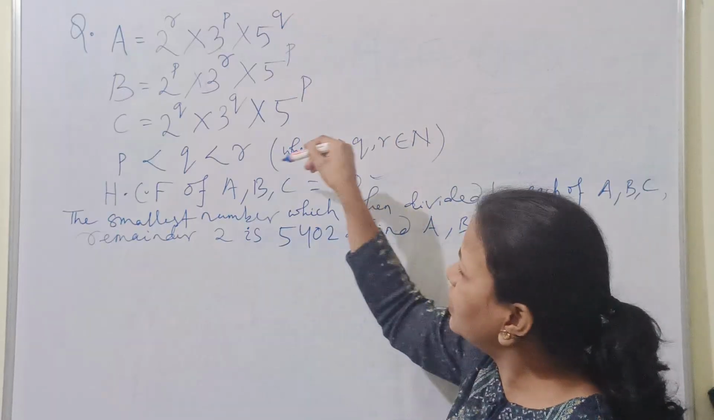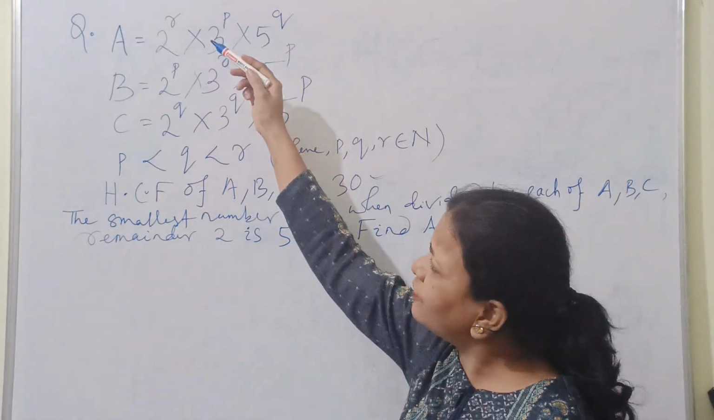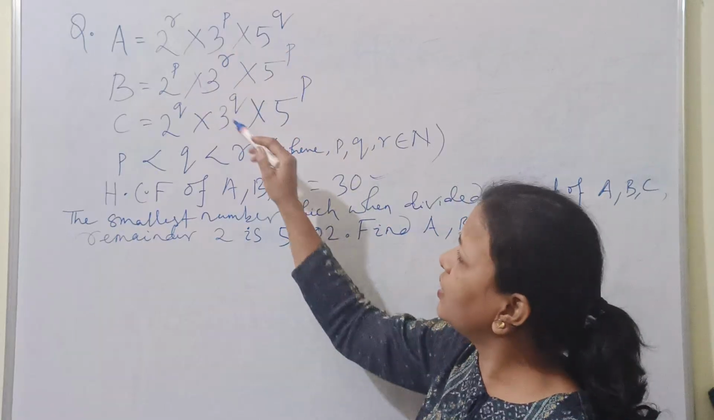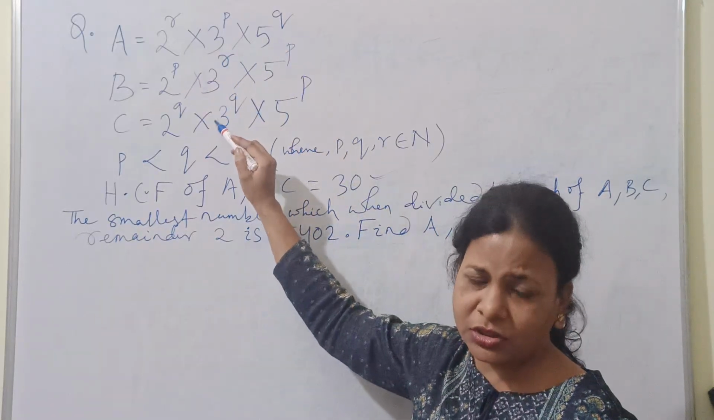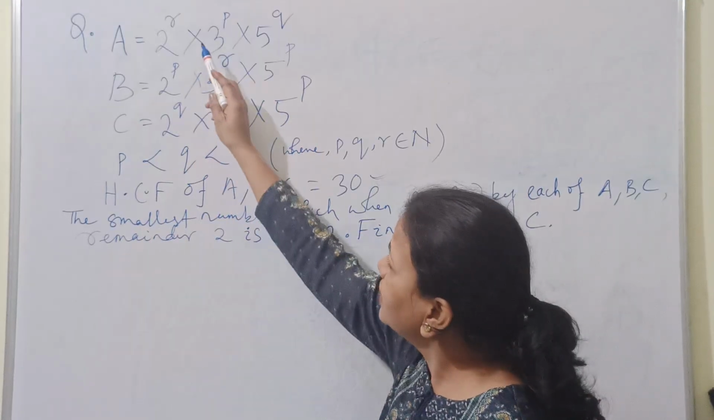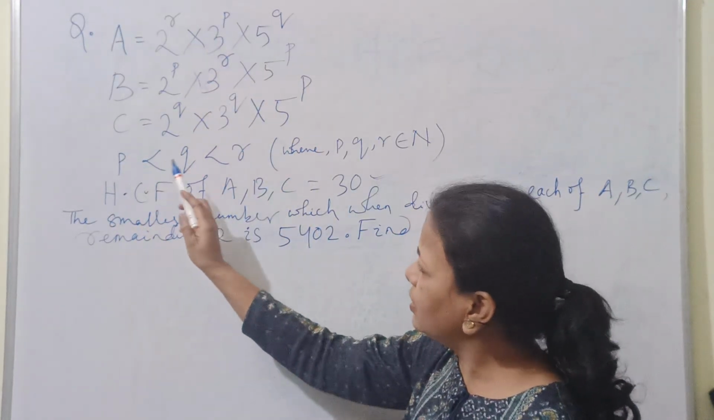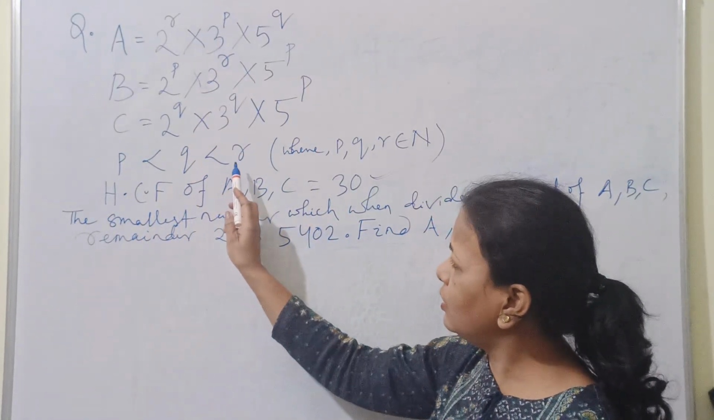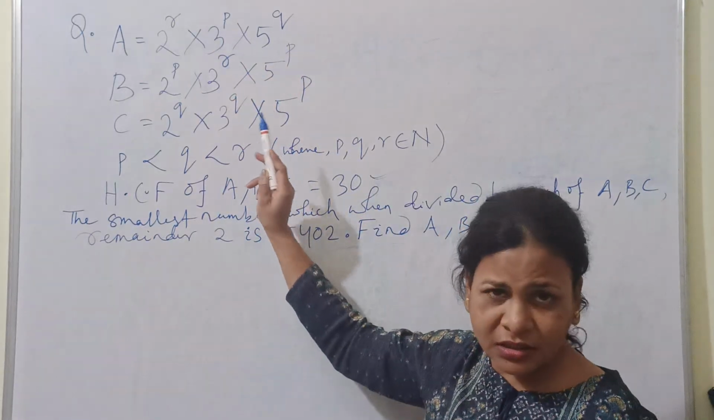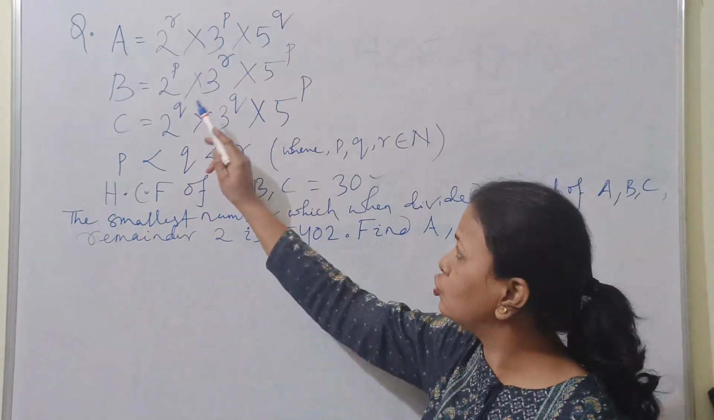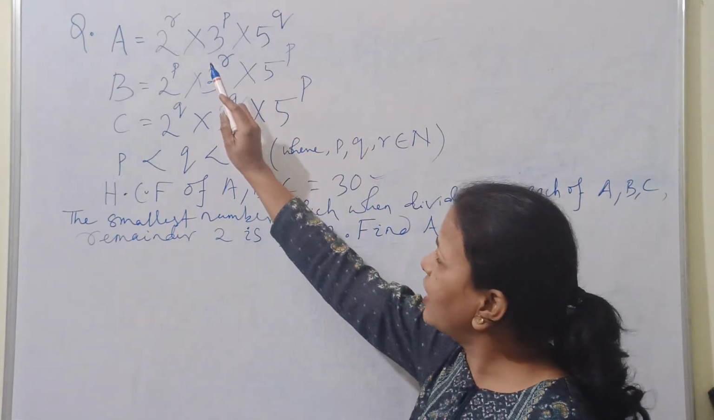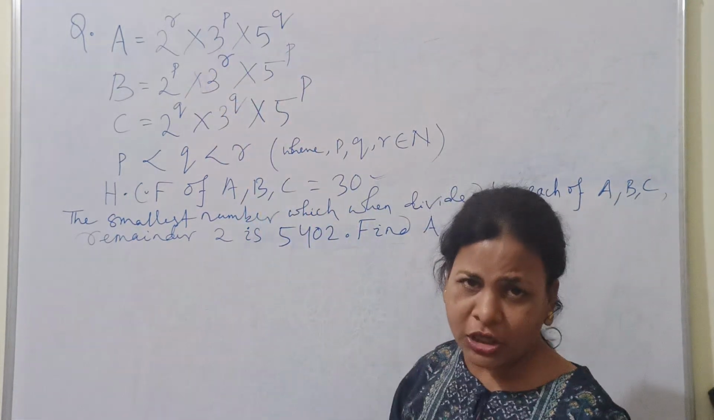But if we utilize our knowledge of HCF, how can we get the HCF of A, B, C from this information? This is the prime factorization, and from here we would get the HCF. I have told you that p is less than q is less than r. So amongst p, q and r, which are the powers of our prime factors 2, 3 and 5, what is the highest power? r is the highest power and p is the smallest power.